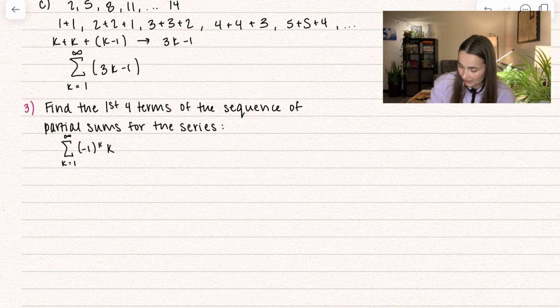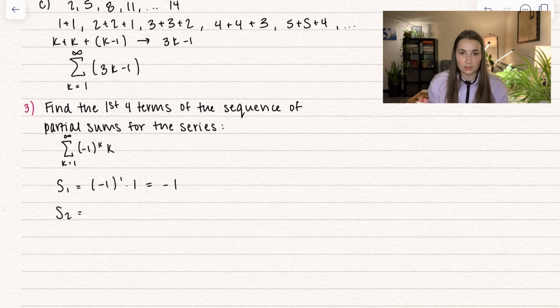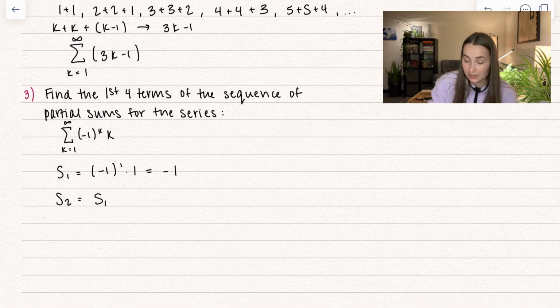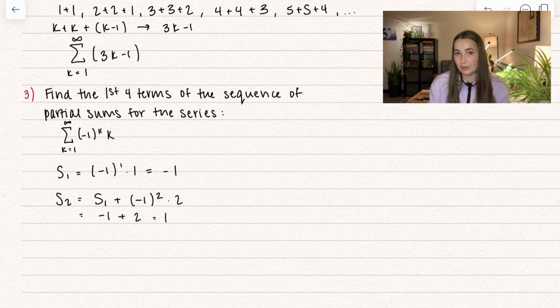So let's go ahead and do this. We're going to go ahead and find S1. So S1 is going to be -1 to the power of 1 times 1, which is going to be equal to -1. So now for S2, what you could do, and every time you can write out the summation notation, but you don't have to, is where you take the previous partial sum and you add on the next term. So -1 squared times 2. That's going to be equal to -1 plus 2, which is equal to +1, right?